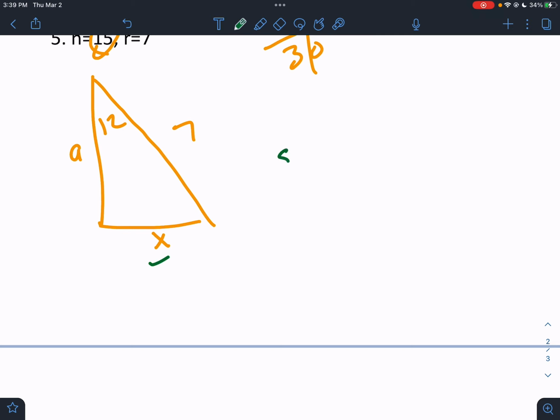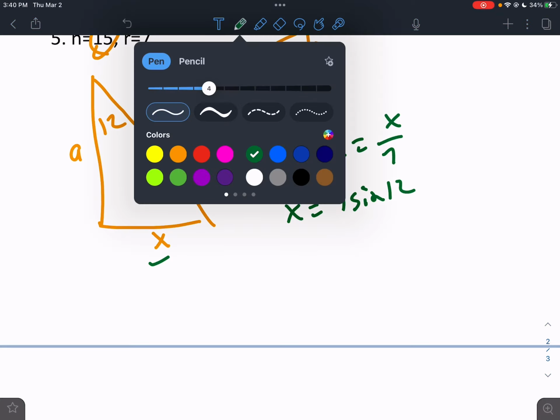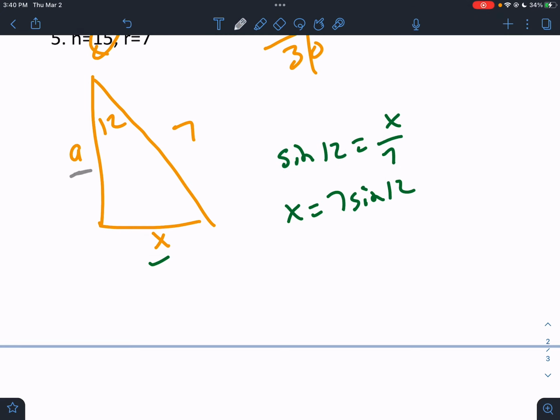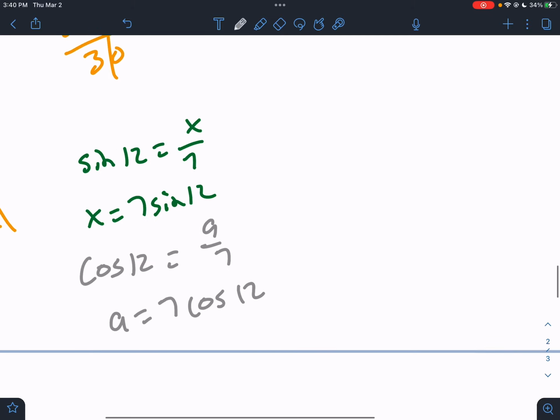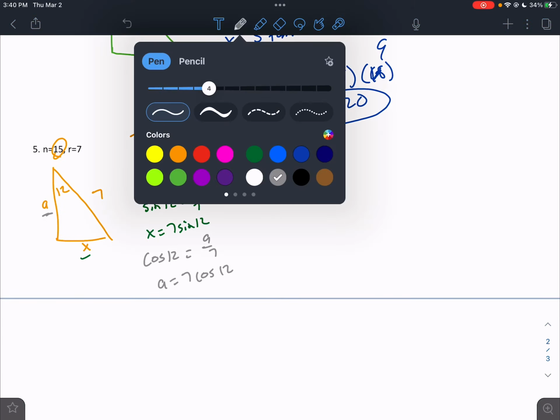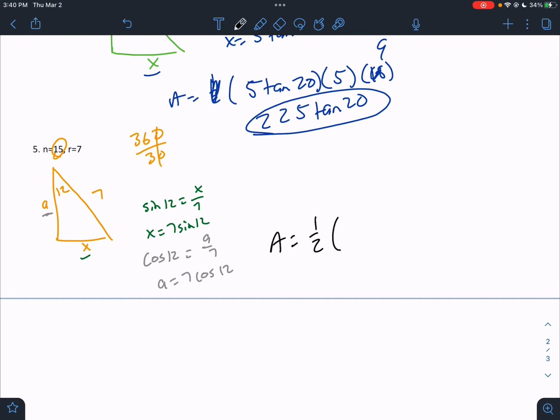Solving for x, that would be the sine of 12 equals x over 7. So x equals 7 sine 12. And then solving for the apothem, that would be the cosine of 12 equals the apothem over 7. So the apothem is 7 cosine 12. So find the area. Area equals 1/2 times the base. The base would be x, times the height would be a.